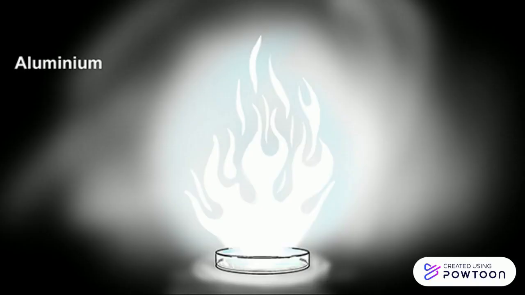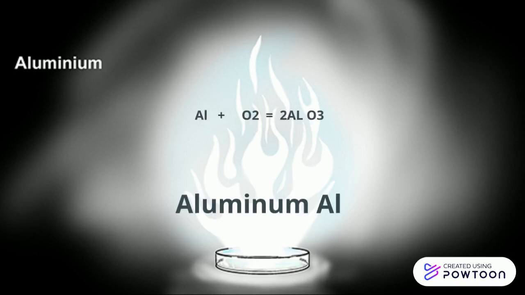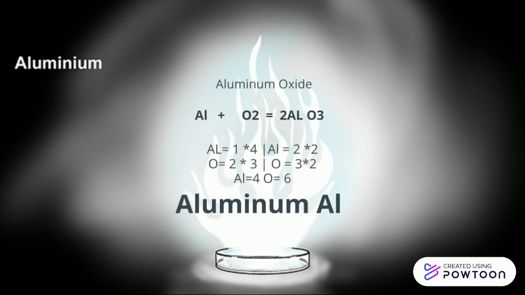Therefore, it floats. Aluminum is a shiny metal that reacts with oxygen, forming aluminium oxide, which can be characterized by the following equations. Al plus O2 equals 2AlO3. This isn't balanced, so I balanced it here by saying Al is 4, and I got 4 to 6.